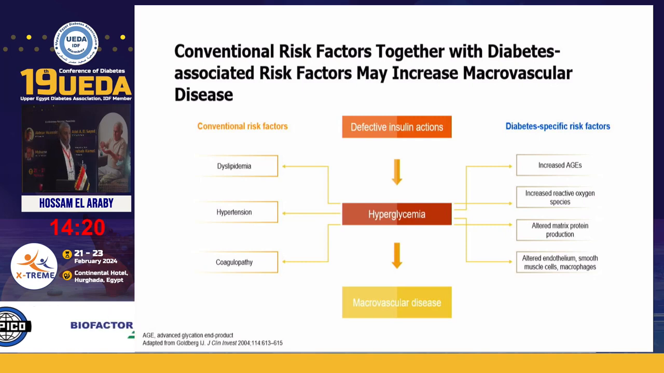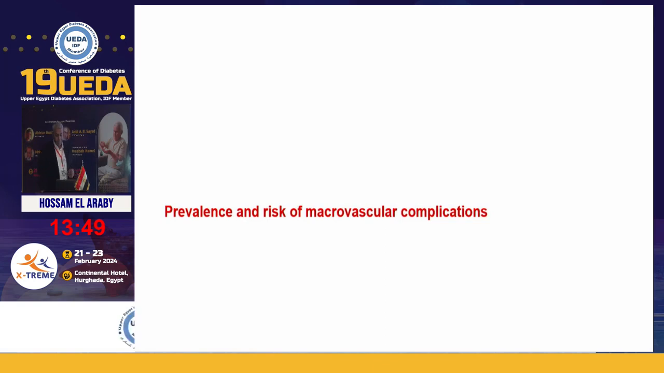The risk factors for macrovascular disease are the traditional risk factors for atherosclerosis. Hyperglycemia with defective insulin actions is one of the main mechanisms, in addition to other risk factors like dyslipidemia, hypertension, coagulopathy, increased age, increased reactive oxygen species, and altered matrix protein, and altered endothelial smooth muscle cells and macrophages are contributing factors for the process of atherosclerosis.